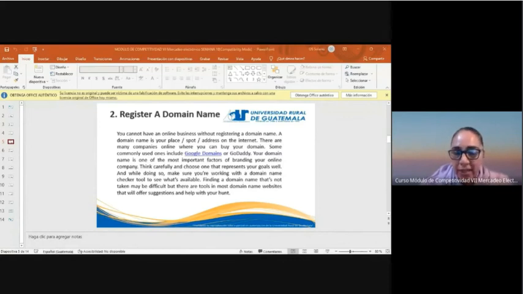You can do it in Google Domains, which we already have at our service on the internet, and you have to think carefully and choose one that represents your goals. This name is really, really important for your customers, for your clients, for the other companies, and also for you, because you need to have these keywords, the name of your company, to make sure that it's working for you. But these words have to represent your vision of your company, and also represent the products that you sell and the services that you are offering.